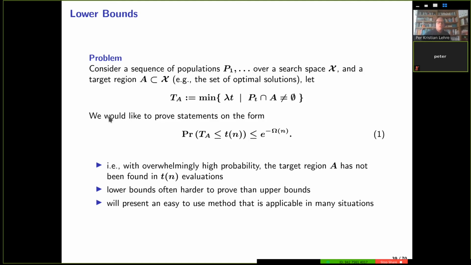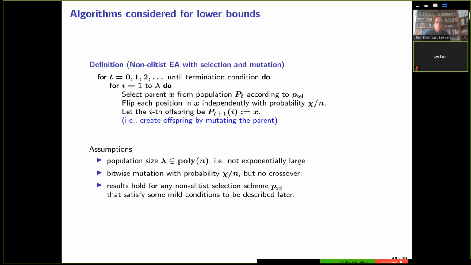Now, proving lower bounds is much harder than proving upper bounds. So we'll prove an easy to use method that is applicable in many situations. However, here we're not in this very general scenario where we have an algorithm that takes an operator D. Here we're restricted to a smaller set of algorithms where we have first selection and then variation. So we will prove theorems about algorithms of this form.